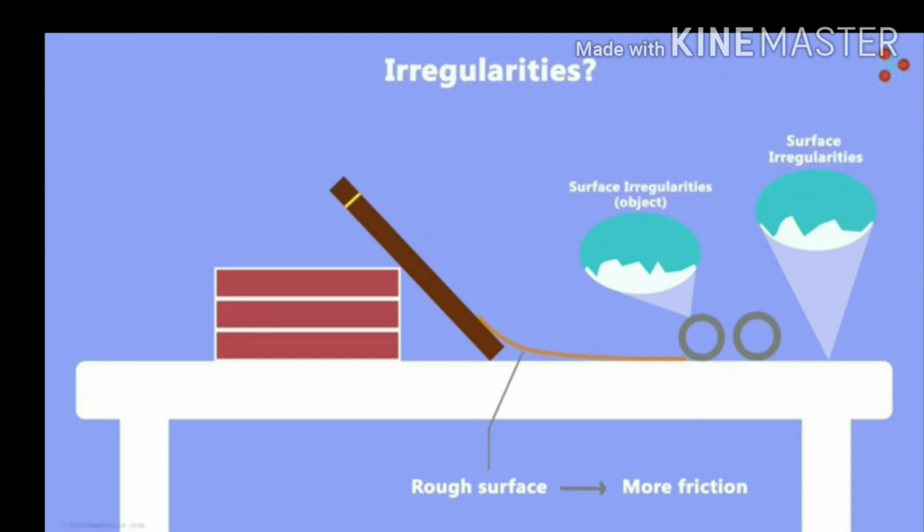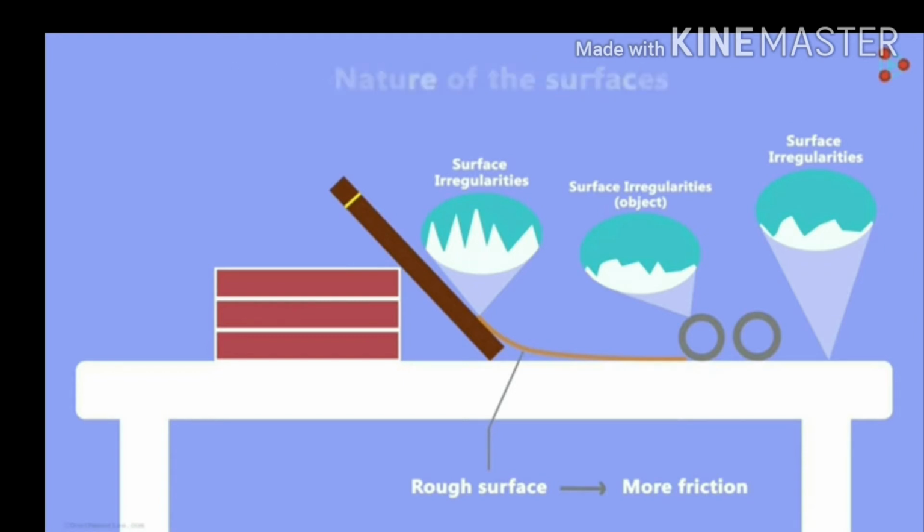But why is the friction higher on rough surfaces? It's because rougher the surfaces, more will be the irregularities. And if the irregularities are more, then more force will be required to overcome them. So the first factor affecting the friction is the nature of surfaces. Is there any other factor you can think of?